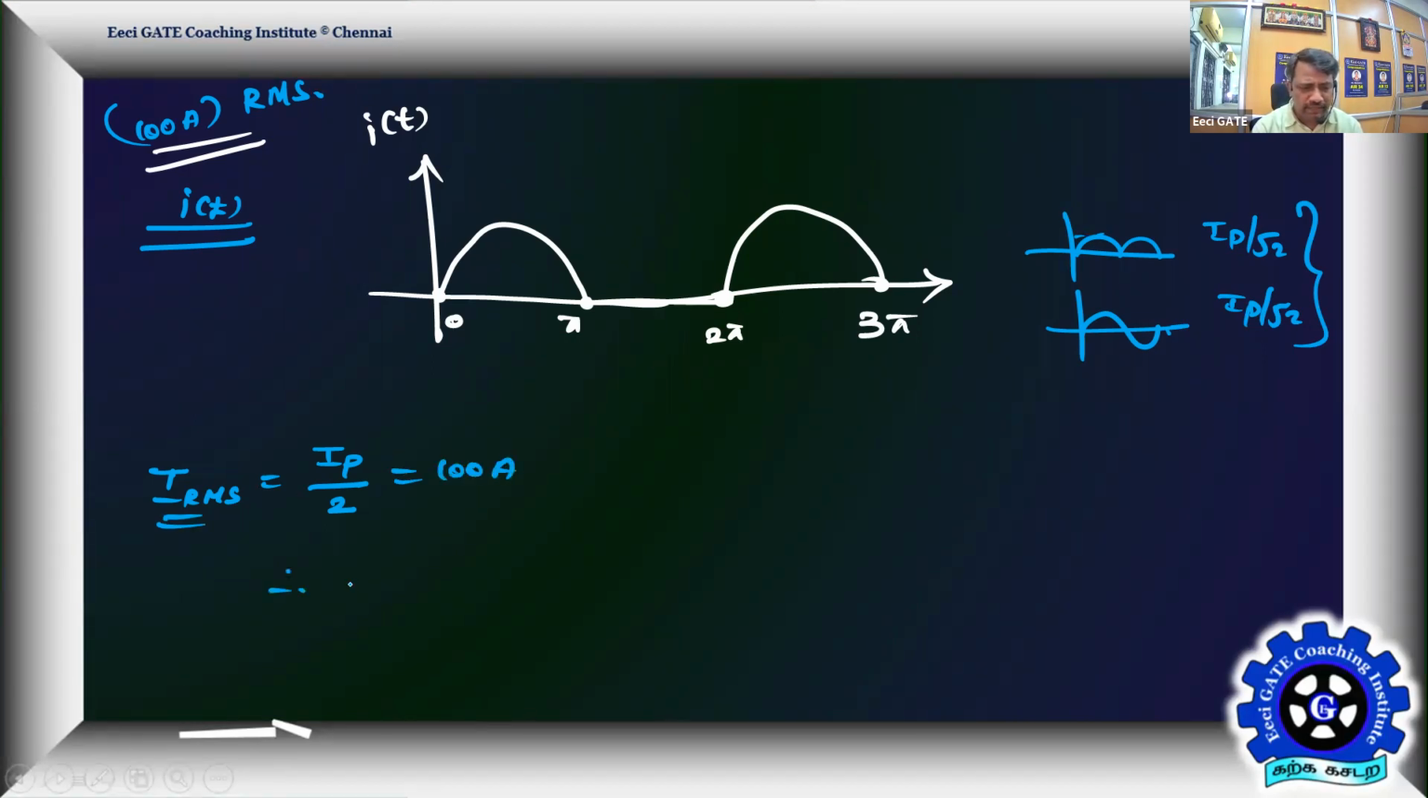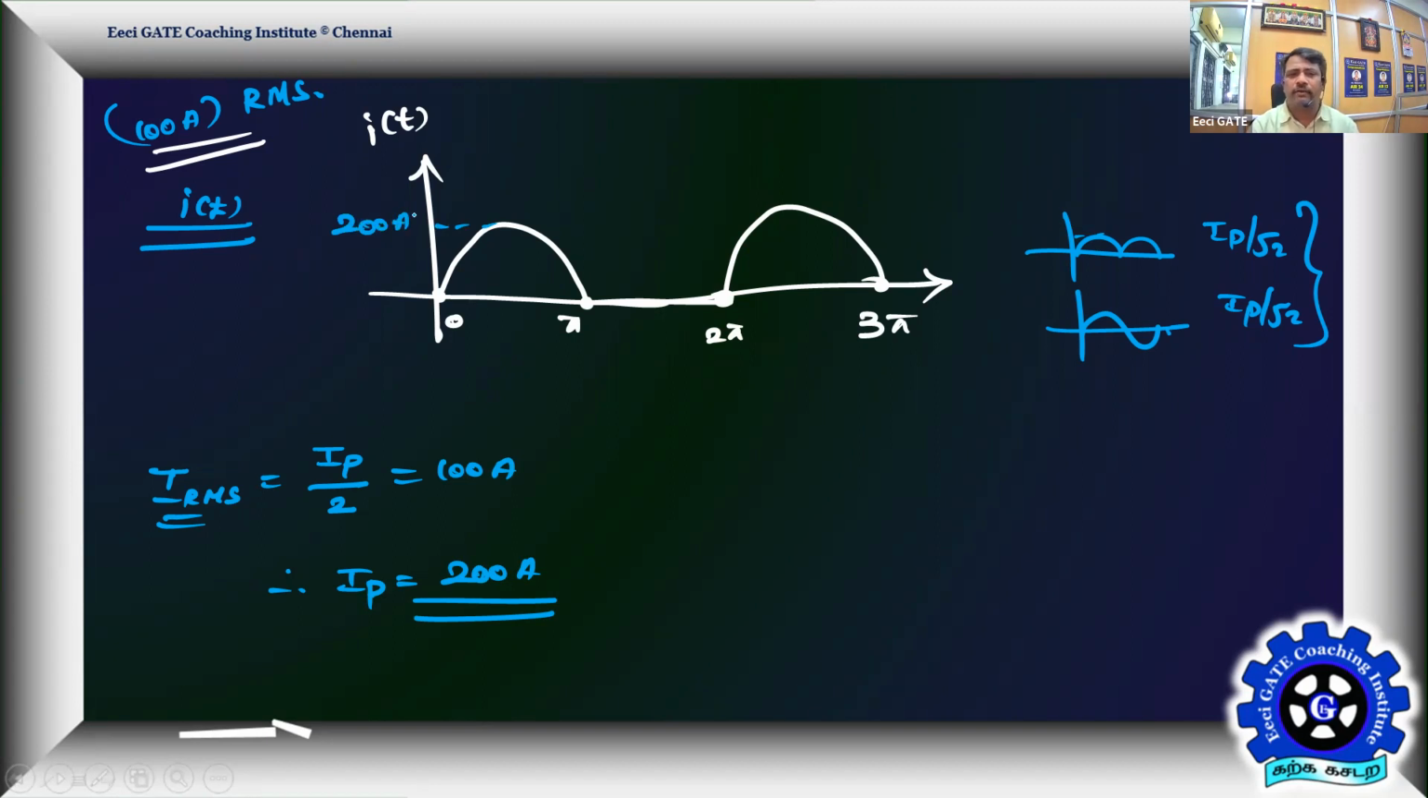So therefore, what will be the peak current? The instantaneous peak current is going to be 2 times 100. That's going to be 200 amps. So your half-wave rectified signal, whose RMS value is given, the current which is charging the battery is given as 100 ampere RMS. So what is the actual peak current? It is going to have a peak value of 200 amps.